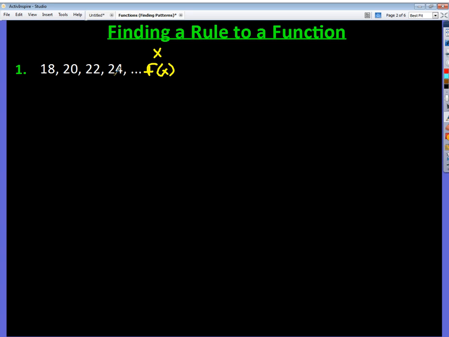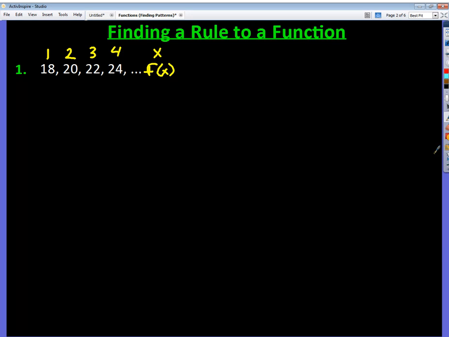So if this is the first term that you see, this 18, that means that is term number 1. And then obviously that would make the 20 term number 2, the 22 is term number 3, and then the 24 is term number 4. So we always label them above.